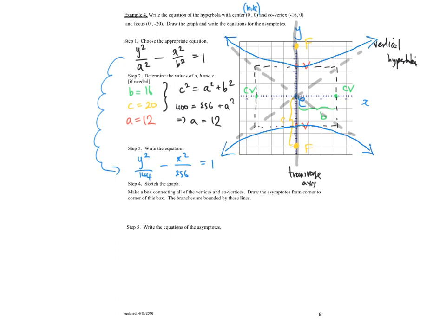I think I forgot my arrows on my first example. You'll just have to forgive me. Okay, so we're asked to write down the equations of the asymptotes. Well, we could read off from the graph what the rise over run is, or maybe we remember for a vertical hyperbola, the rule is y equals plus or minus a over b times x. If we substitute and simplify, we'll get y equals plus or minus 3/4 x for our slant asymptotes.